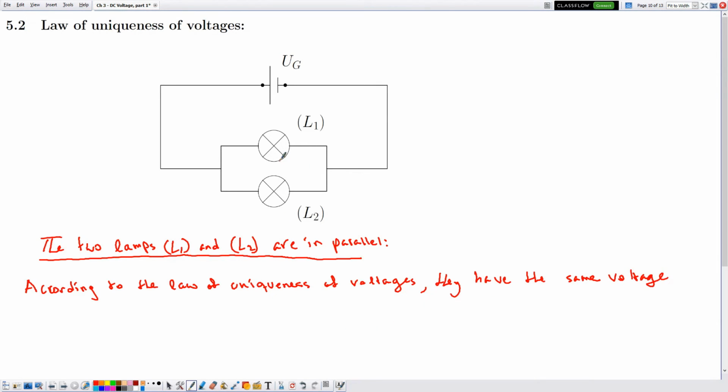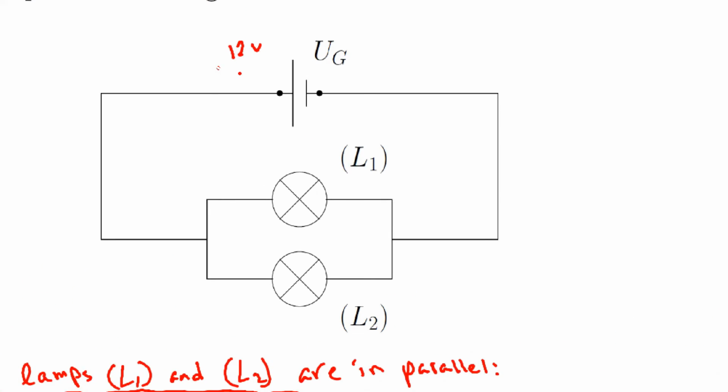Whenever two electric components are in parallel, they have the same voltage. The word uniqueness means the same. Now suppose that the battery is of 12 volts. Notice that the battery is also in parallel with the lamp L1 and in parallel with the lamp L2, because these are the two terminals of the battery.